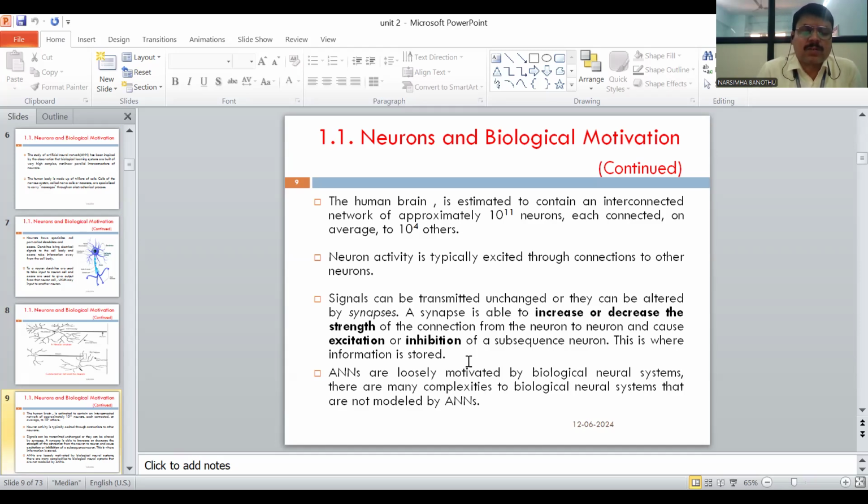Artificial neural networks are loosely motivated by biological neural systems. There are many complexities to biological neural systems that are not modeled by artificial neural networks.